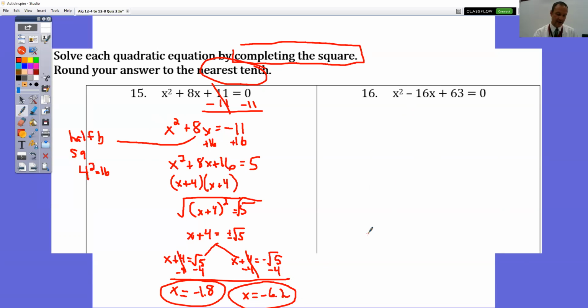Go ahead and try number 16. It's just like number 15. Go ahead and try number 16, please.